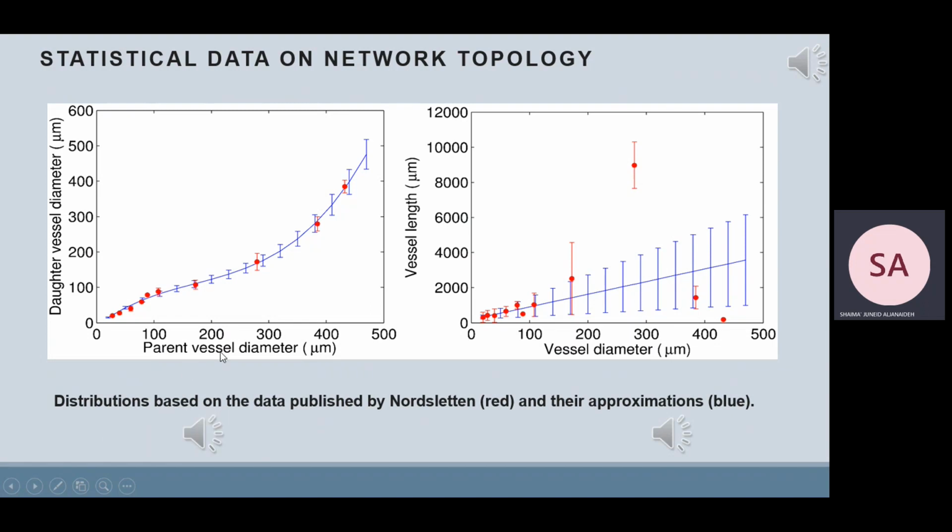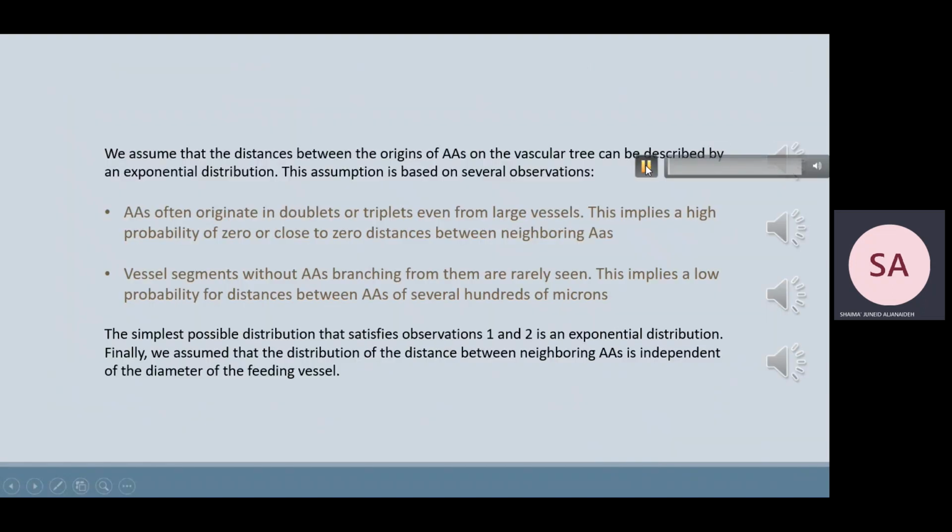The left graph is the relation between the daughter vessel diameter and the parent vessel diameter. The graph on the right is the relation between the vessel diameter and the vessel length. We assume that the distances between the origins of AAs and the vascular tree can be described by an exponential distribution. This assumption is based on several observations.